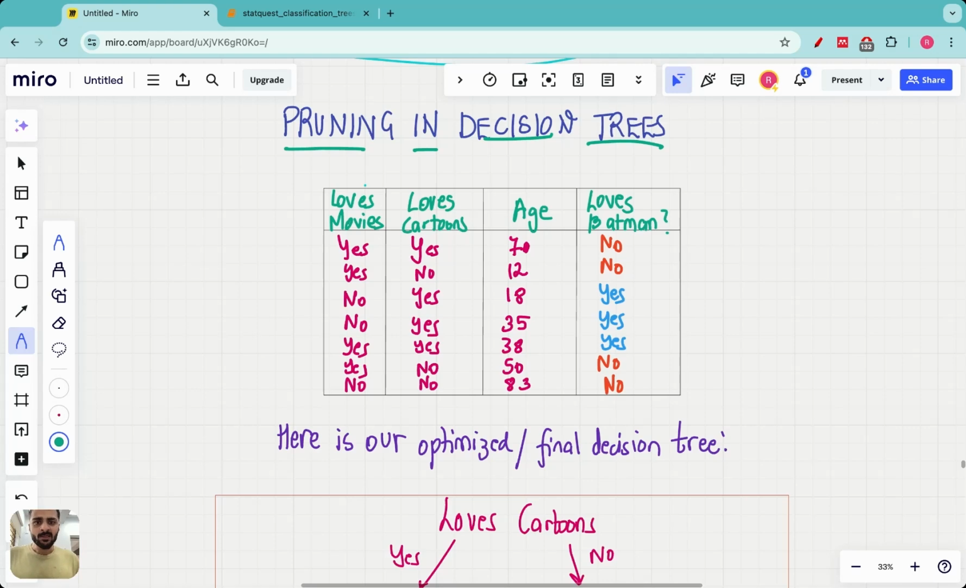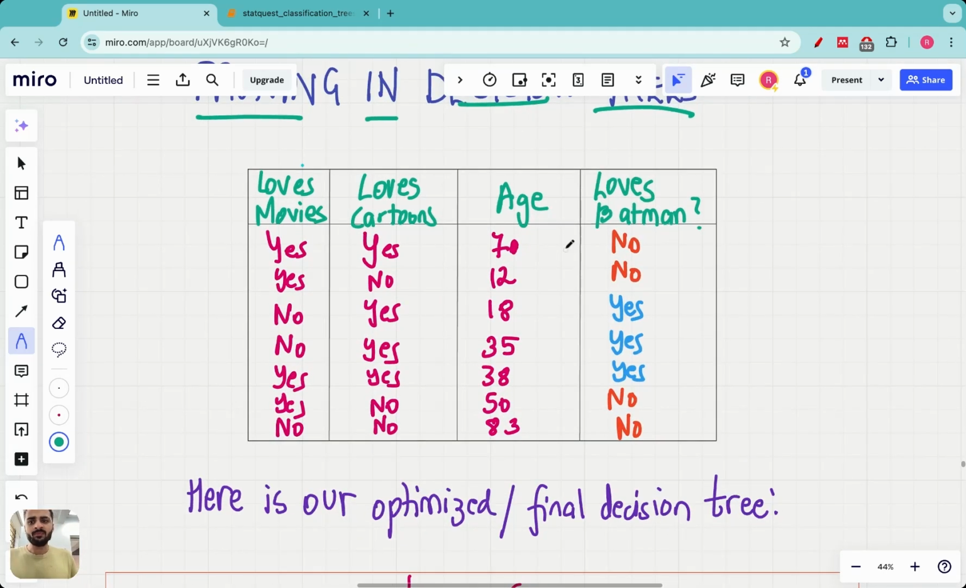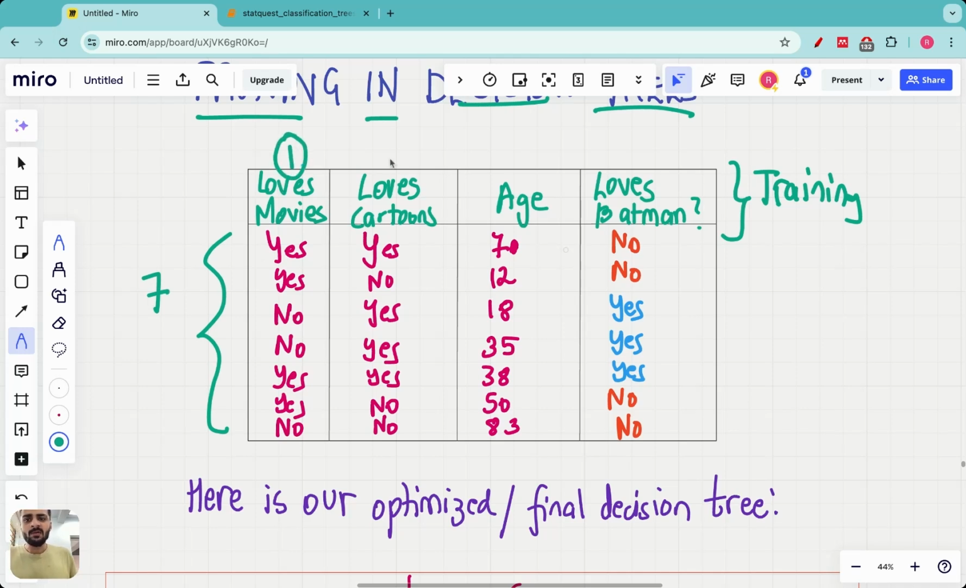So let's get started. The problem which we have been considering for the past many lectures now is that this is the training data set which we have. So I'm going to call it training. We have essentially collected information from seven different people, and we have first asked them, do they love movies or not? That's the first question. Then we have asked them, do they love cartoons or not? Then we have also collected their age. And then finally, we have asked them, do they love Batman or not?